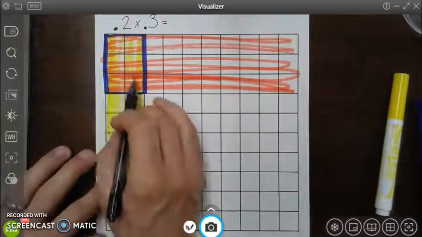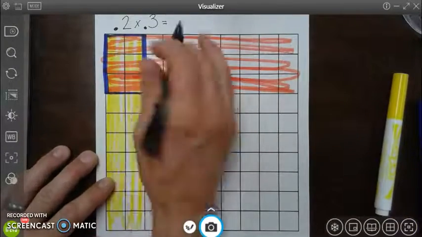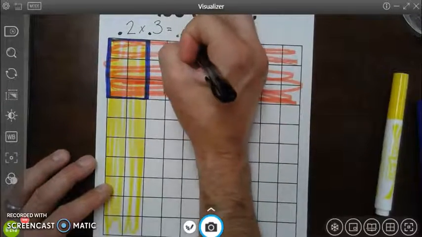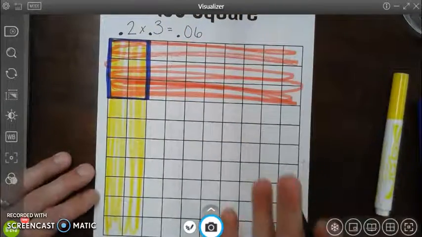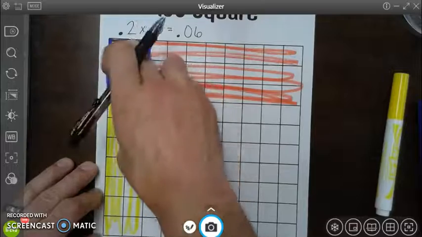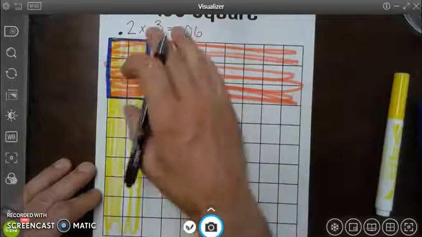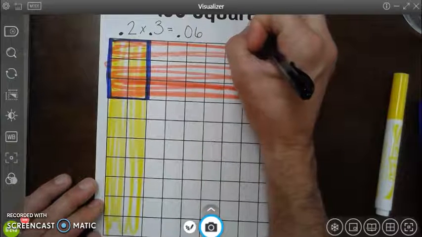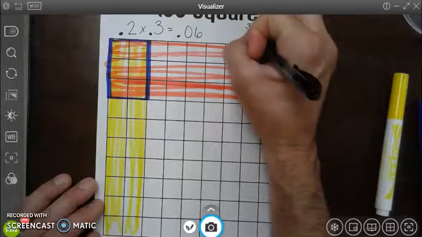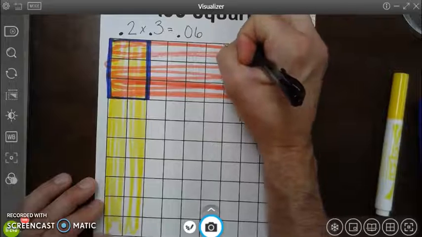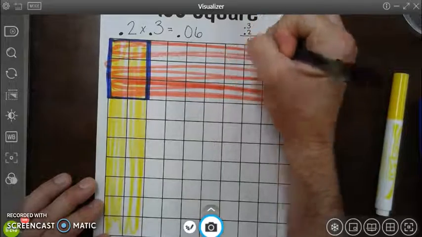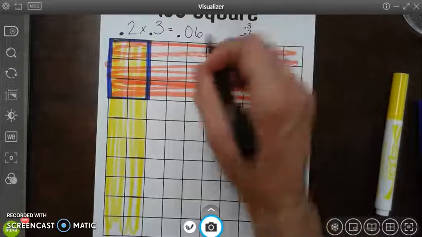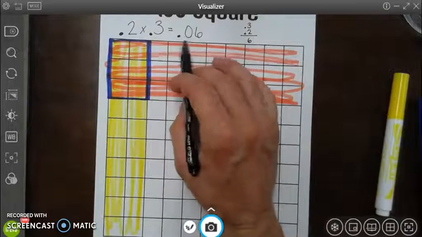How many boxes? 1, 2, 3, 4, 5, 6. 6 hundredths, the small squares. Which makes sense because when we multiply things by less than 1, they get smaller. This again helps the students see graphically what happens when we take 3 tenths times 2 tenths. That equals 6. I know that looking at it graphically, it has to be 6 hundredths.